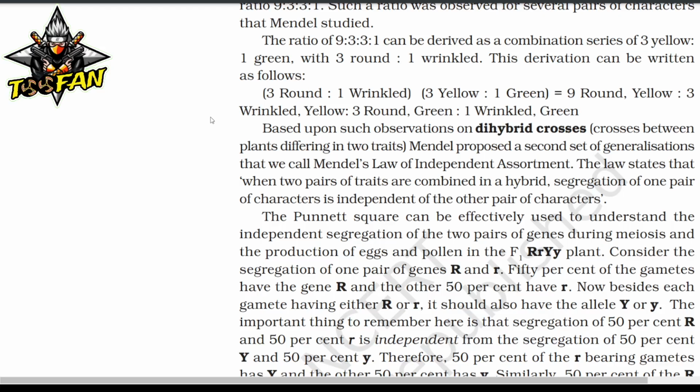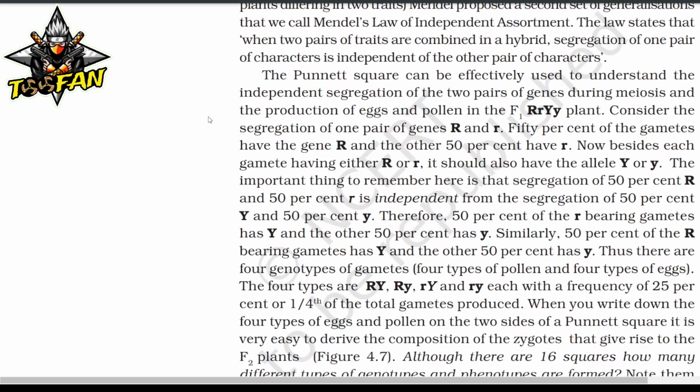Consider the segregation of one pair of genes, R and r. 50% of the gametes have gene R and 50% have a small r. Now, besides the gametes having a small r or capital R, each should have the allele capital Y or a small y. The important thing to remember here is the segregation of 50% capital R, 50% small r is independent of the segregation of 50% capital Y and 50% small y. Thus there are 4 types of gametes: capital R capital Y, capital R small y, small r capital Y, and small r small y. Each has a frequency of 25%, 1/4 of the total gametes produced.